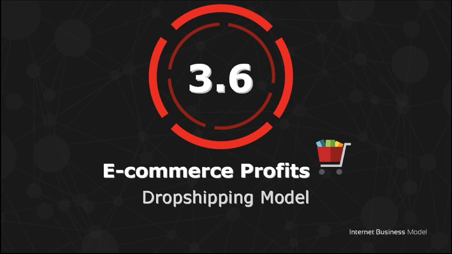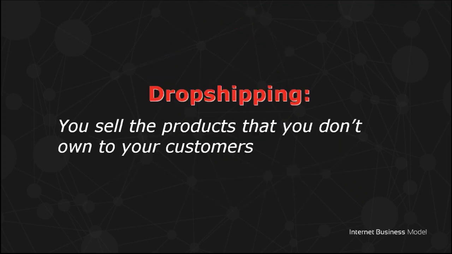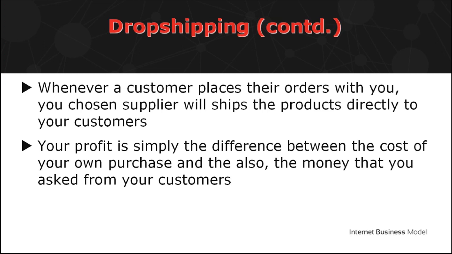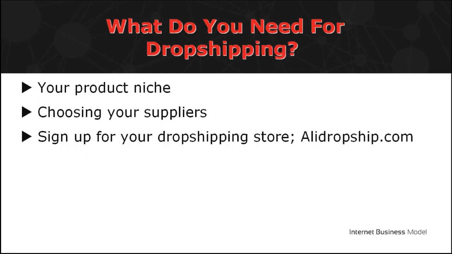The final e-commerce business type is dropshipping. Unlike POD, running a dropshipping business means you sell products that you don't own to your customers. When you receive orders, your chosen supplier ships the product directly to your customers. Your profit's simply the difference between the cost of your own purchase and the money that you asked from your customers.